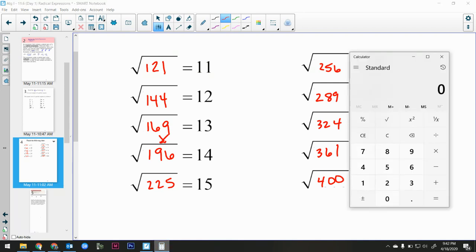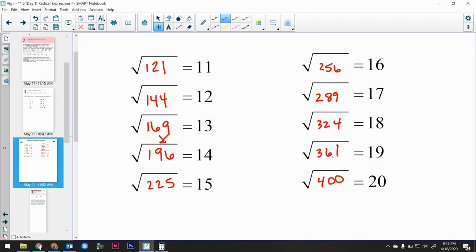I wanted to check 16 squared. 16 times 16. 256. Okay, I was right. 18 times 18. Did I get that one right? 324. Okay. 19 times 19. 361. Okay, cool.